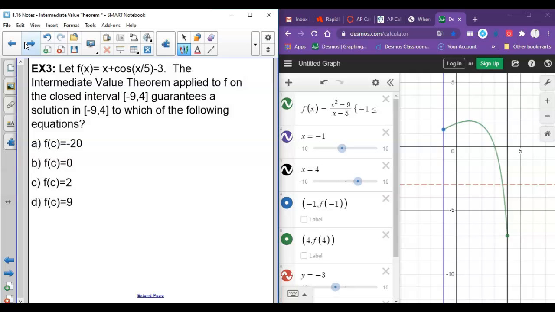In this case, intermediate value theorem applies because this function is continuous everywhere. Cosine's always continuous. If you add in an x or a -3, it doesn't make any difference. So intermediate value theorem applies, plus we can assume that it applies by the way this problem is worded. So what we need to know is f of -9. And that's going to be -9 plus cosine of -9 over 5 minus 3.